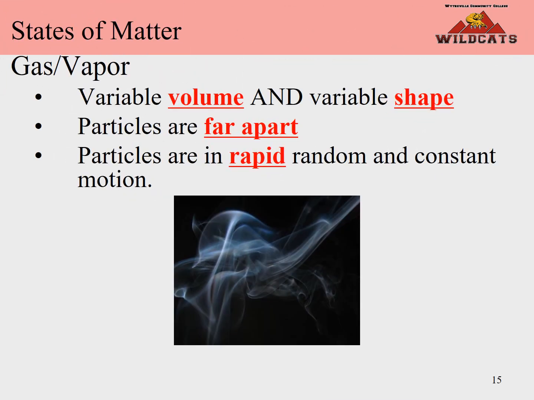Gases or vapors have variable volume and variable shape. They basically expand out until they fill their container. The particles are very, very far apart from each other, and they're in rapid, random, and constant motion. So we're going to come back and take a look at the kinetic molecular theory, which is an important theory for chemistry, not only in Chem 111, but it also explains a lot of things that are happening in Chem 112. Remember, in Chem 112 we're going to figure out why things are happening. In 111, we're going to take a look at what's happening.